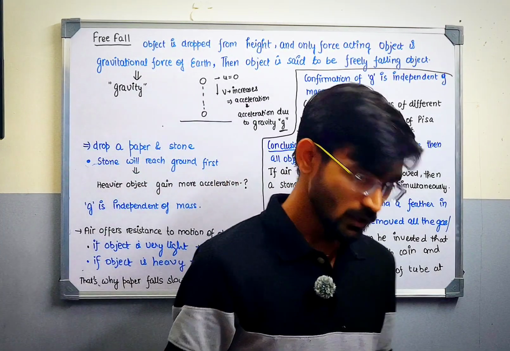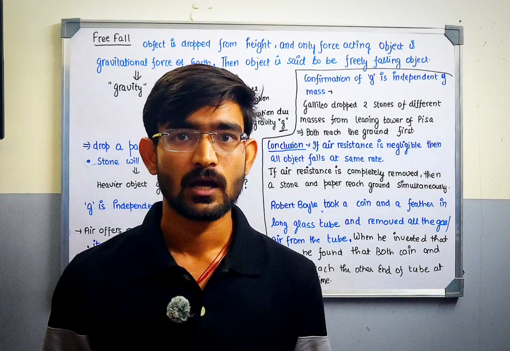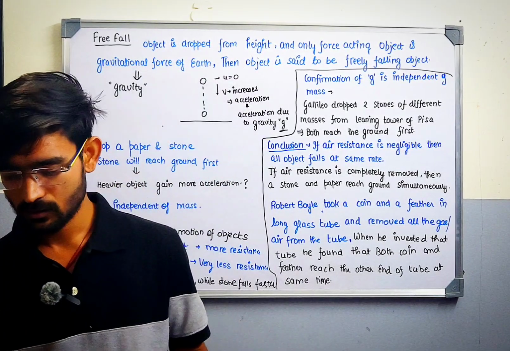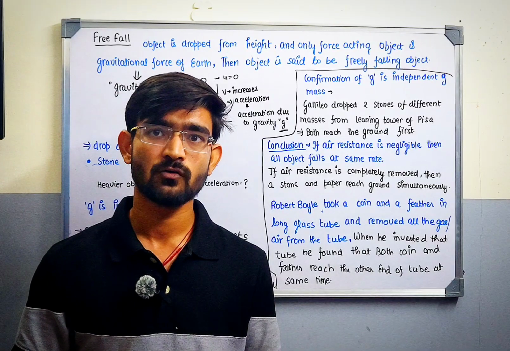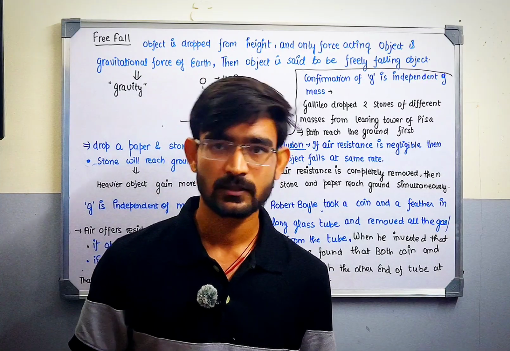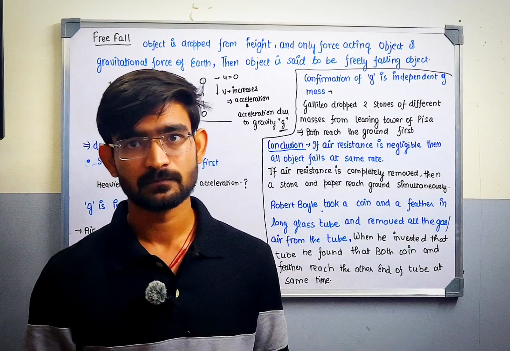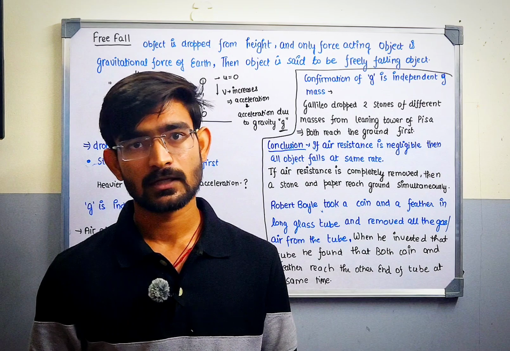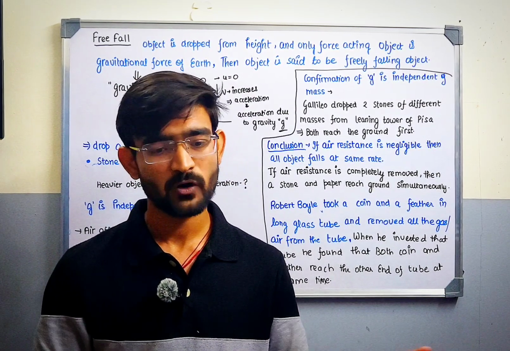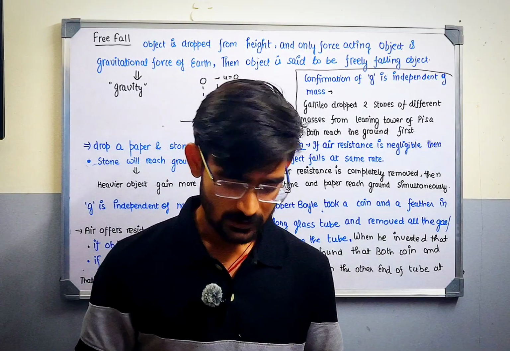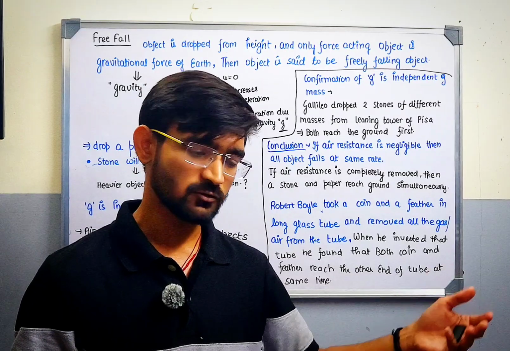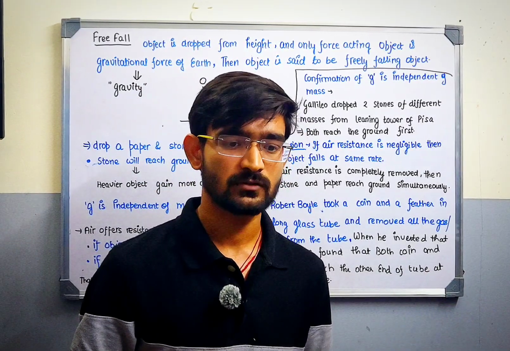Now if you drop a paper and a stone, will both these objects reach the ground at the same time or at different times? Obviously the stone will reach the ground before the paper, so can we conclude that a heavier object reaches the ground first, or that a heavier object undergoes more acceleration? No, this is not the case. But then why is this heavier object like a stone reaching the ground first?